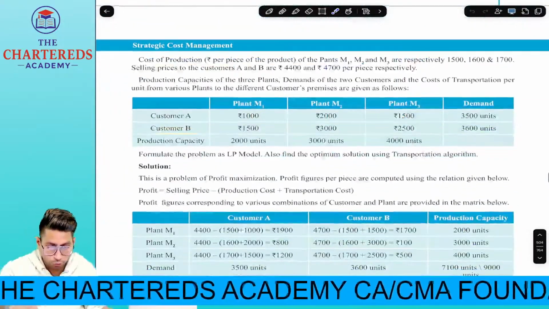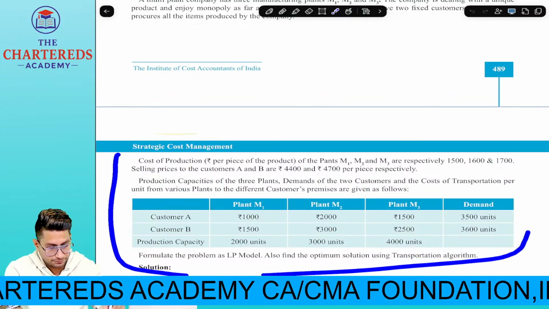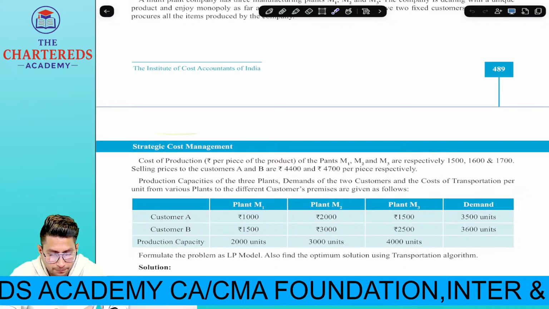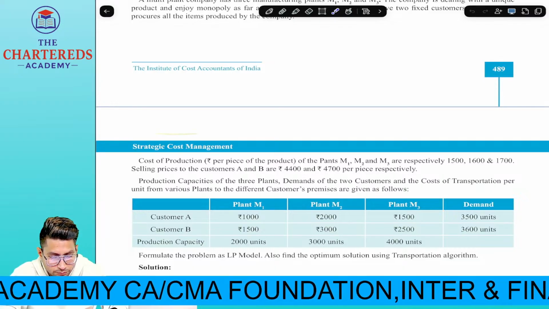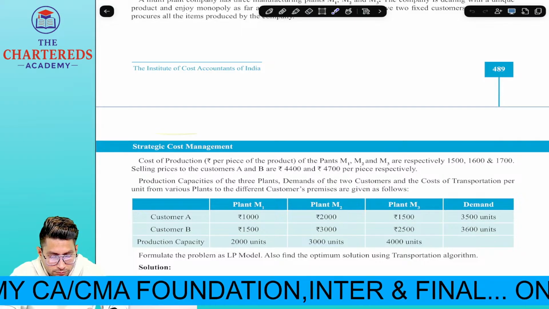So just take a photo of this question once. This much only, this part. Done?